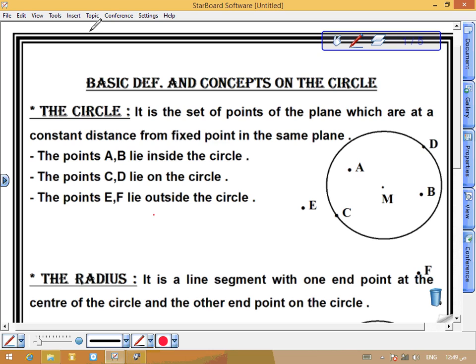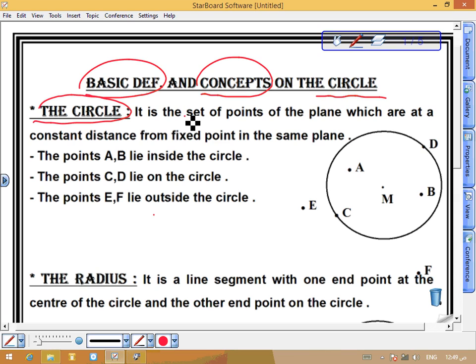The first lesson is talking about the basic definitions and concepts on the circle. We will start this lesson by studying some definitions, then we have some examples on these definitions. The first definition here is called the circle. What's the meaning of the circle?